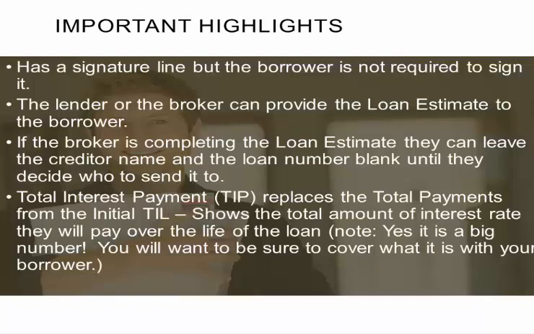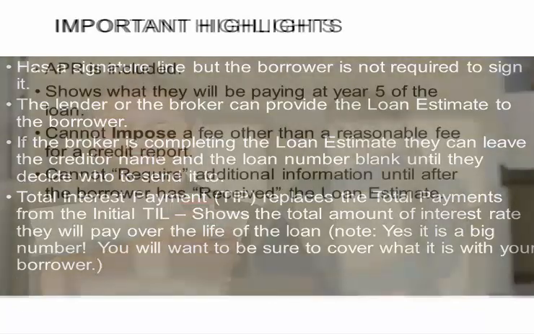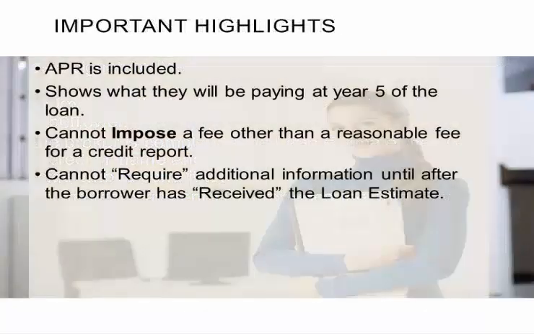There's also a new category which is called TIP, or total interest payment, and this replaces the total payments from the initial TIL. It shows the total amount of interest that the consumer will pay over the life of the loan. And yes, it is a big number, so you'll want to be sure to cover what it is with your borrower. Additionally, the APR is still included. It also, in the loan estimate, shows what they'll be paying at year 5 of the loan.